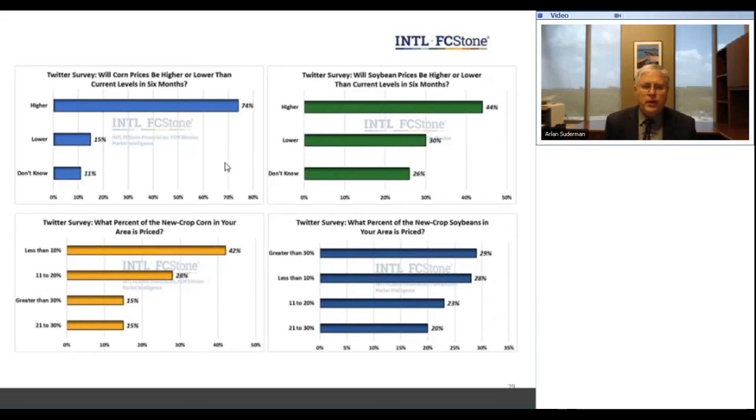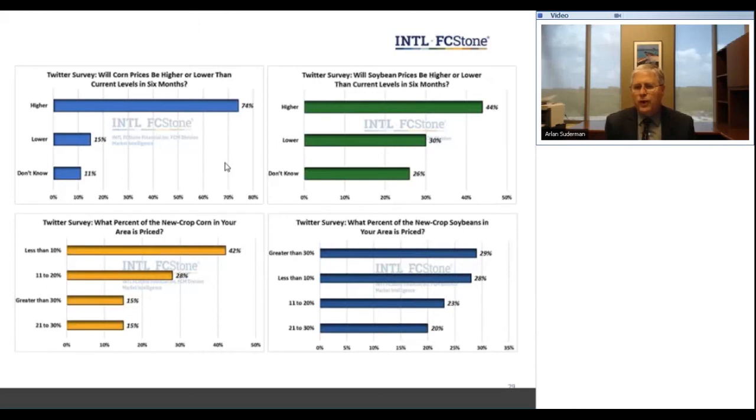What percent of the new crop corn in your area is priced? 42% said less than 10% of the corn in their area is priced. 28%, 11 to 20% of it. So here again, we've got a lot of room, a lot of corn yet to be priced, let alone the old crop corn that's still out there.